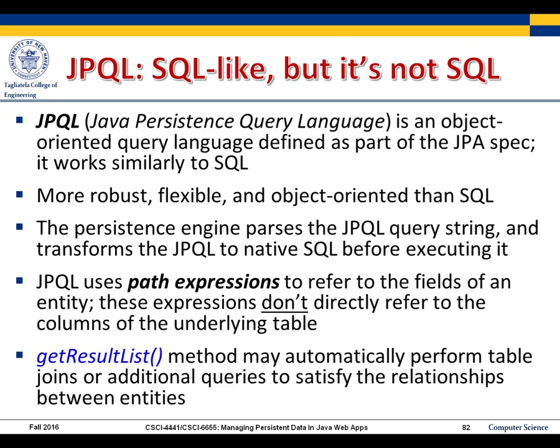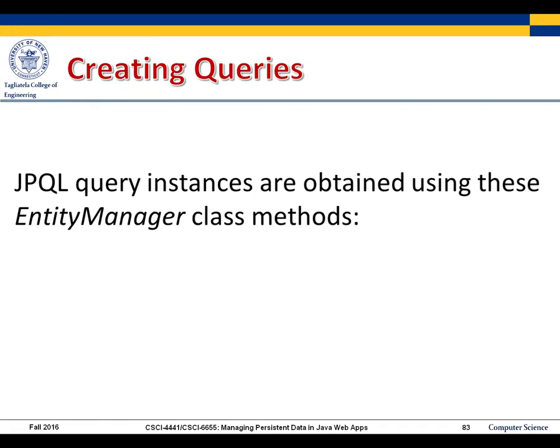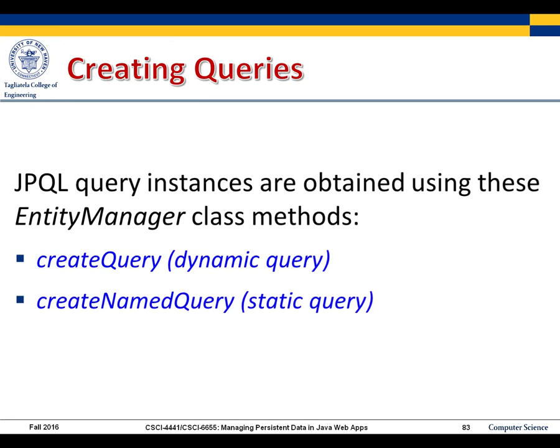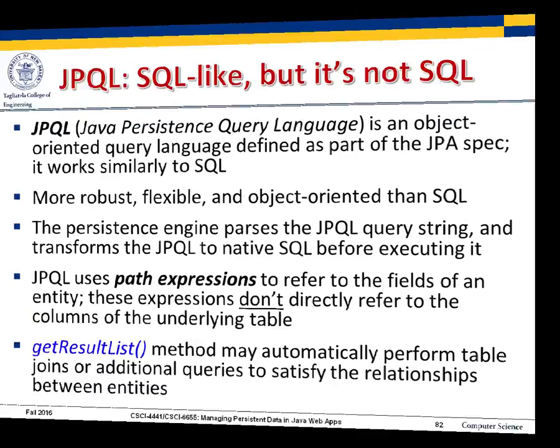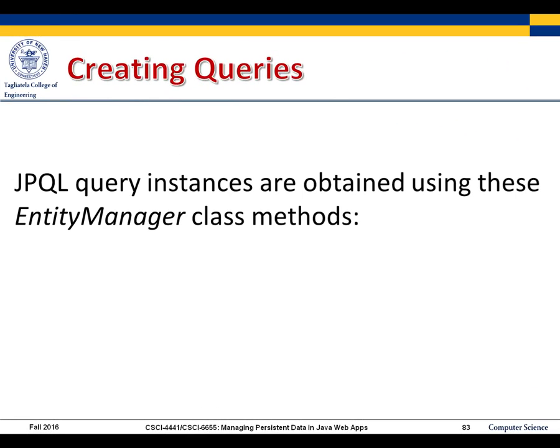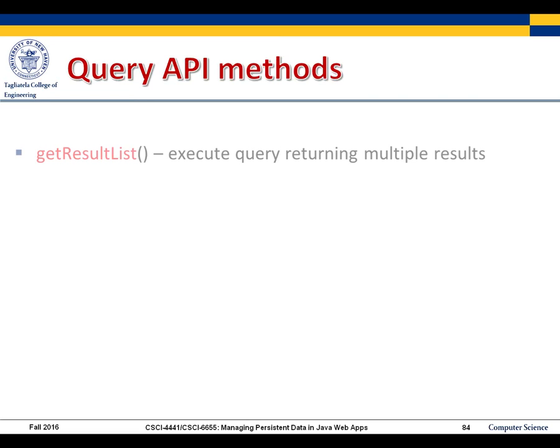But I mean, it's pretty good at doing it. So hopefully you won't need that. So these are the class methods again. Create query, that's the dynamic query. Create name query, that's the static one, like this prepared statement. And then the third one is the native that allows you to drop into SQL.